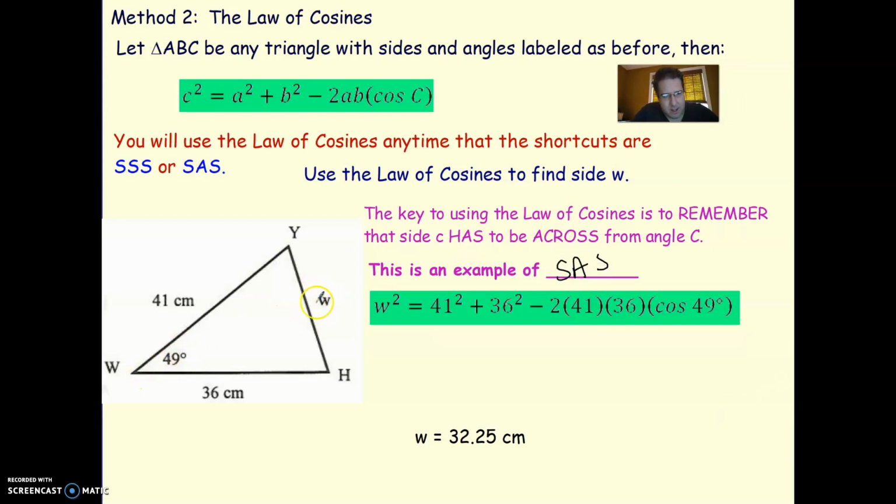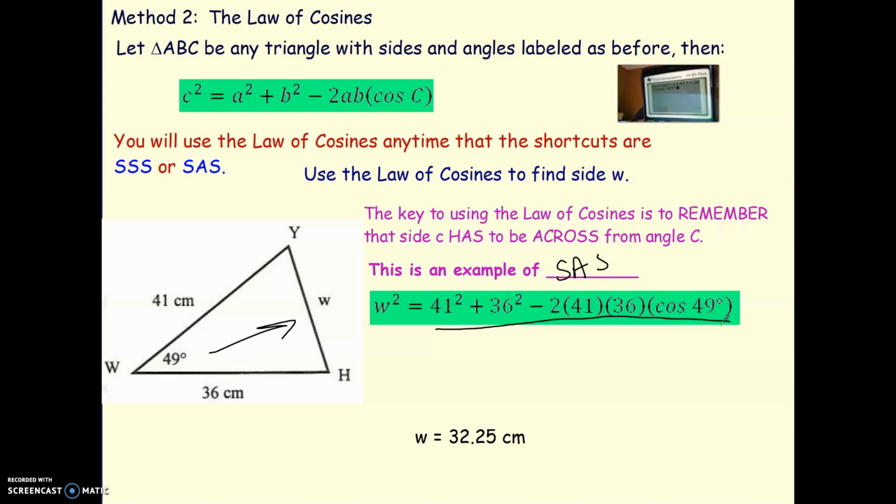Now, this is W squared, so it's always the opposite side, is equal to 41 squared plus 36 squared minus 2 times those two sides times cosine of 49. I could just simply put all of this in the graphing calculator and press enter, and that's going to give you a number. Then do square root of that answer, and it's going to give you 32.25. So literally you're just putting all of this into a graphing calculator, which is 41 squared plus 36 squared minus 2 times 41 times 36.